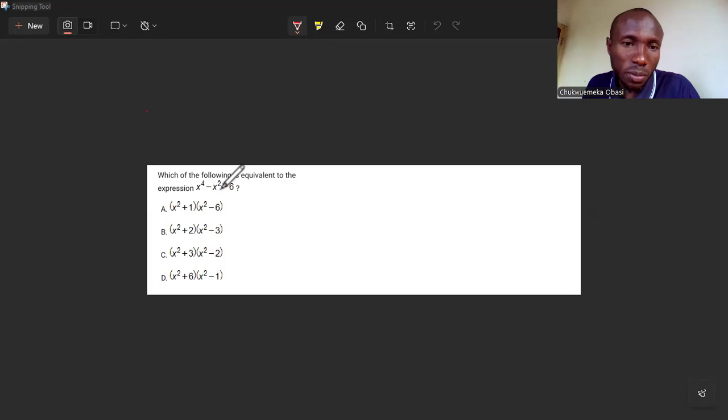So I got this one from there and I would like us to solve it together and see what the answer would be like. It says, which of the following is equivalent to the expression x to the 4 minus x squared minus 6? And we have four options here to select the correct answer. So how do we figure out this answer correctly?